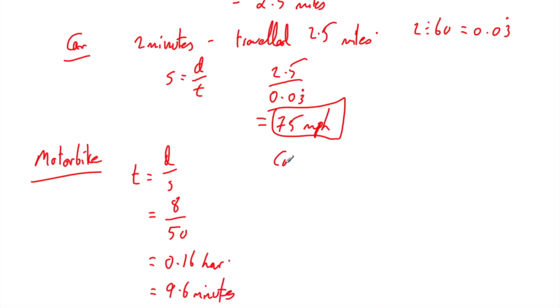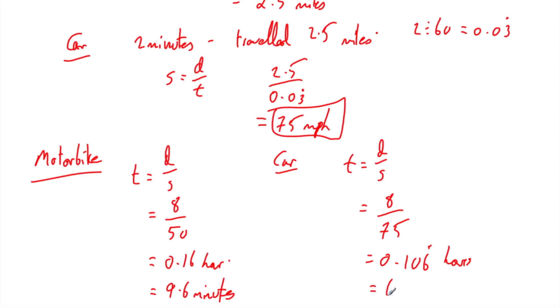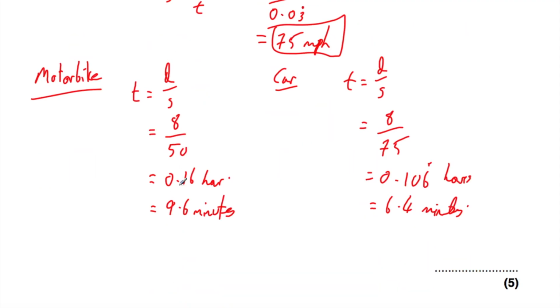Now let's look at the car. The car, its time is going to be calculated by doing the distance divided by the speed. The distance again is 8 and its speed was 75 miles per hour. So we're going to do 8 divided by 75, which is equal to 0.106 recurring hours. But we want it in minutes, so we're going to times by 60, and that's equal to 6.4 minutes. Okay, so that's fantastic.